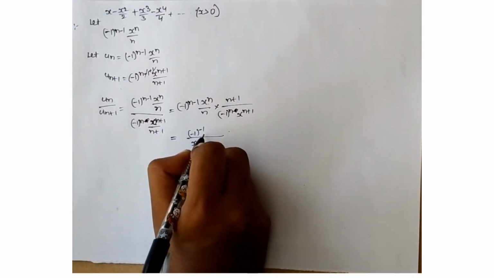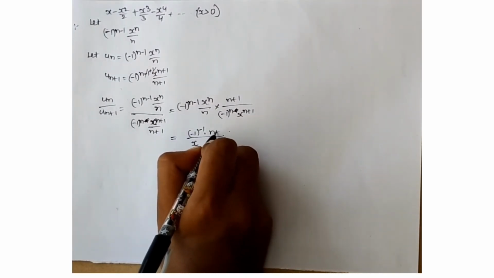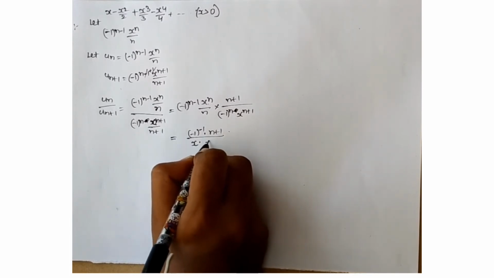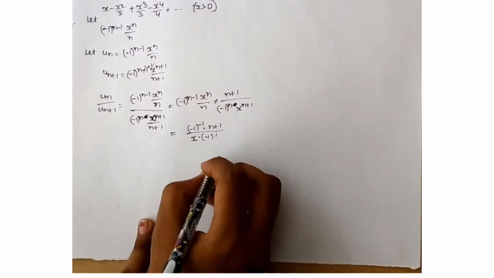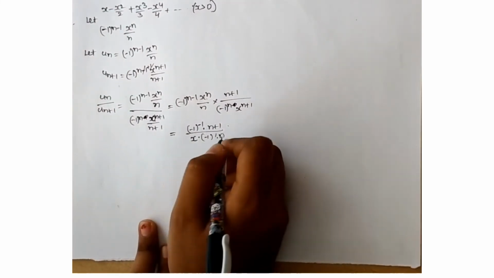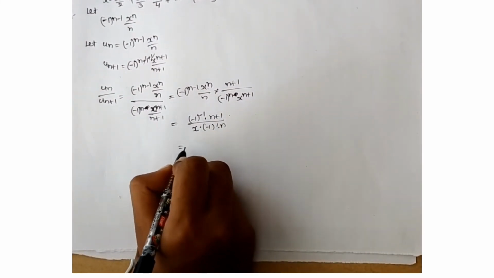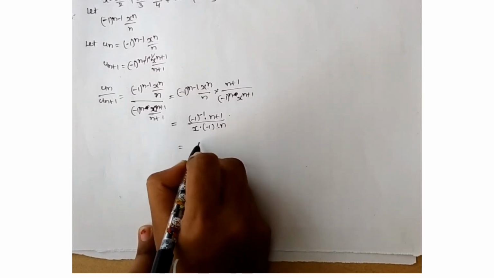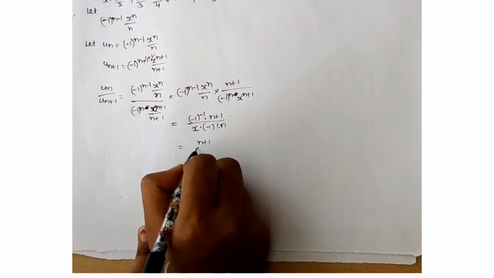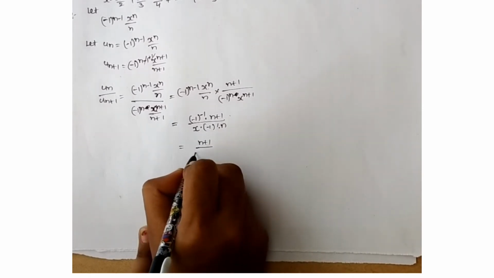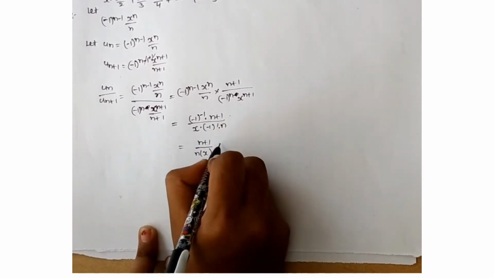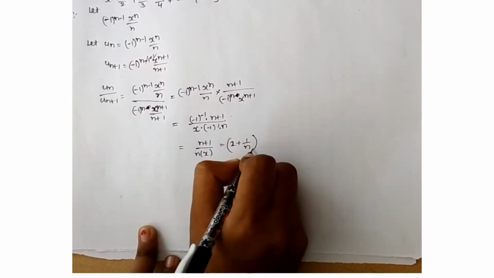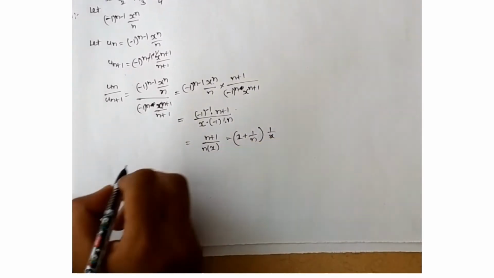Here n plus 1 will be here. Then here x is present and also (-1)^1 into n. That equals, we get, (n+1) by n into x. That equals (1 plus 1 by n) into 1 by x.